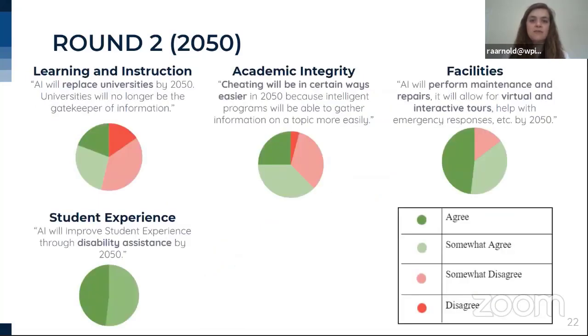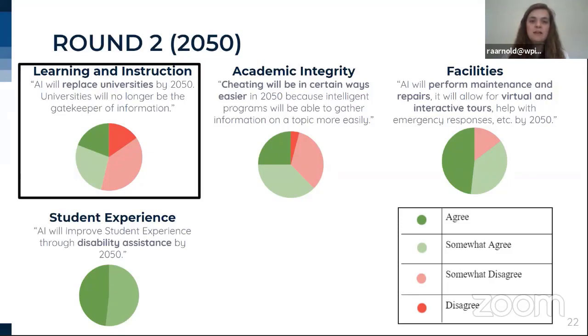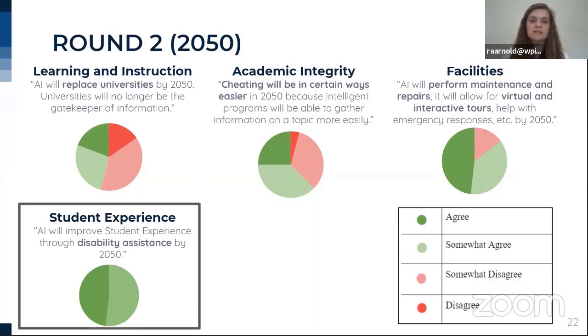As you can see, there was more variation with the predictions for 2050, especially in learning and instruction, where more experts disagreed that AI could replace universities by the year 2050. It can also be noted that 100% of survey participants agreed or somewhat agreed that AI could improve student experience through disability assistance by 2050.